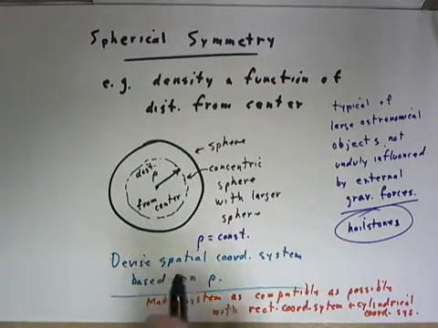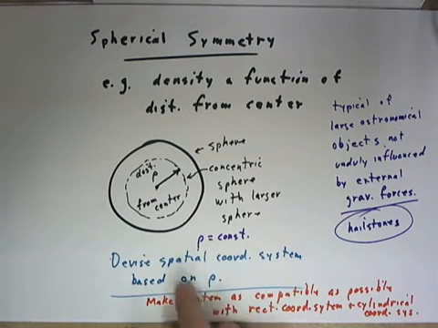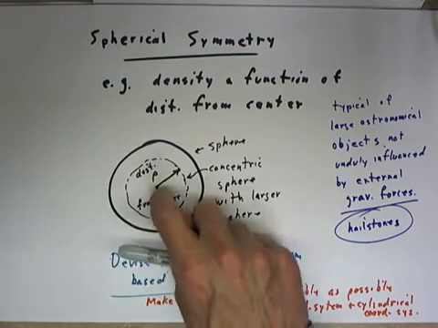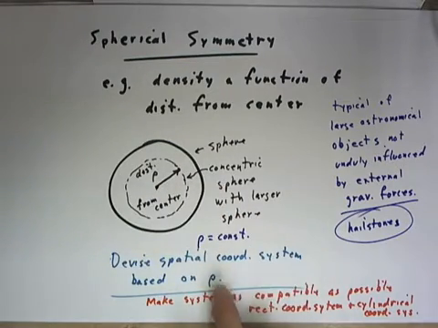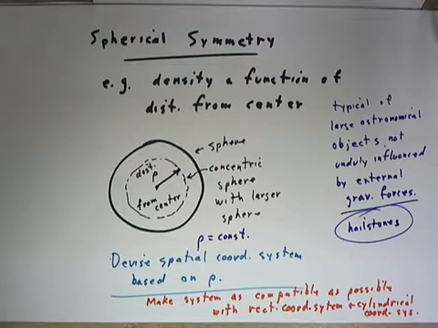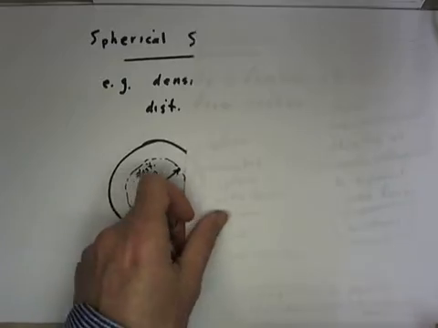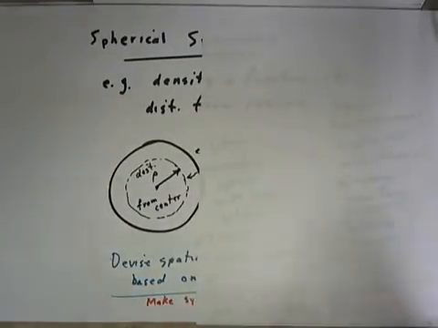Okay, we've seen, or we've motivated, the idea of what we're going to call a spherical coordinate system based on the coordinate rho, which is the distance from a point we'll identify as the origin, and we want to know what other coordinates we could use to specify a point in this system. And we're trying to make the system as compatible as possible with rectangular and cylindrical coordinates.